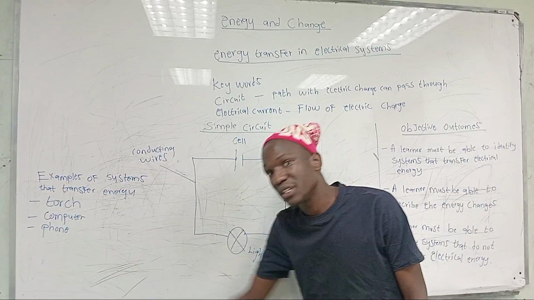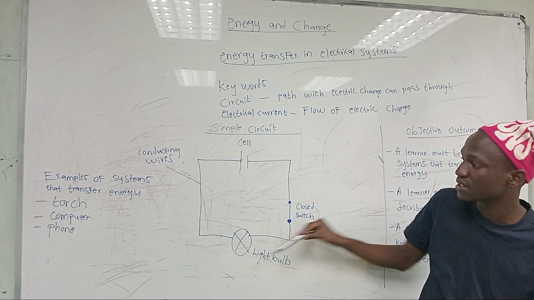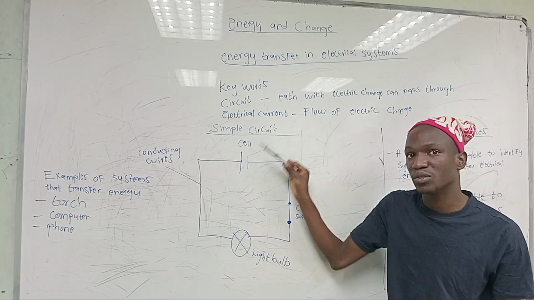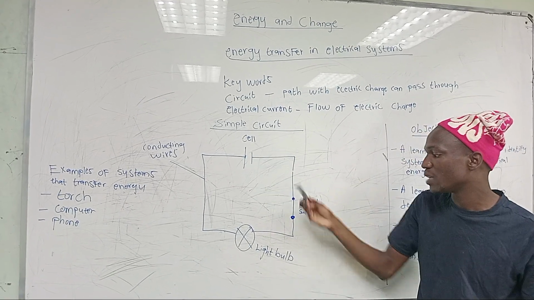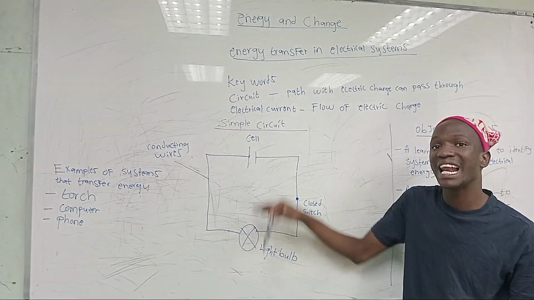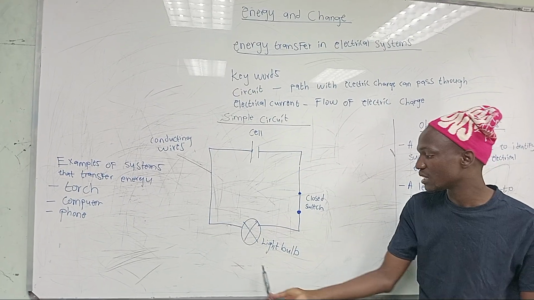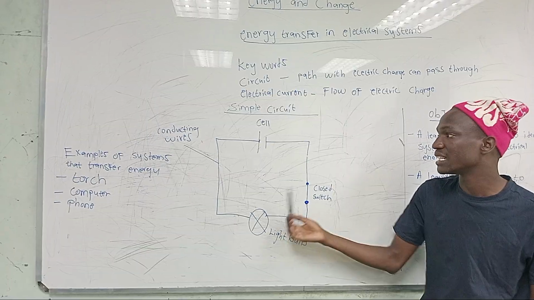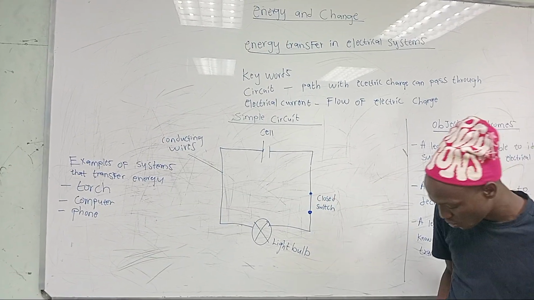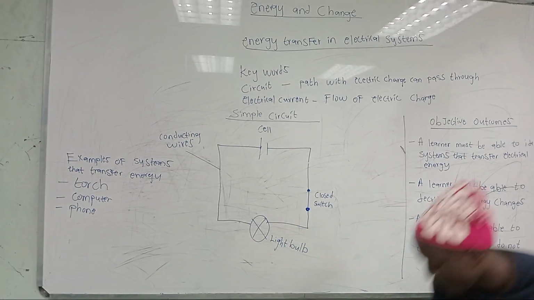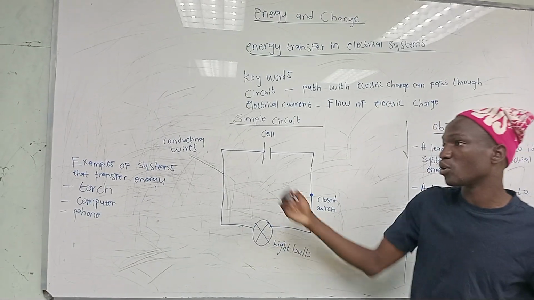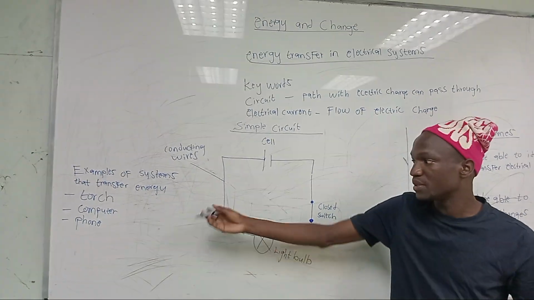We have a computer. A computer has conducting wires, has a cell, and has a control for on and off, and as well has a light displayed on the screen, which can be represented as a light bulb. The light that is being displayed there on the screen. As well, we have a closed switch. We have a system that can control on and off of the computer.